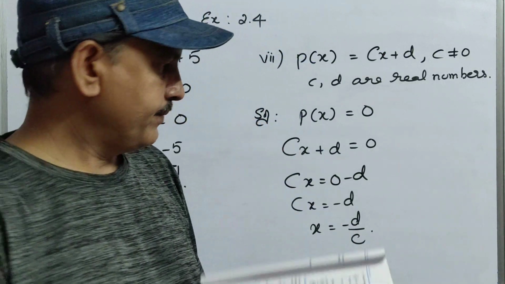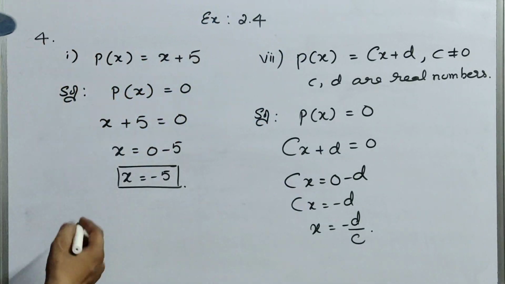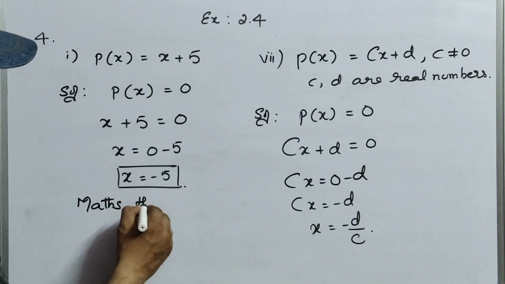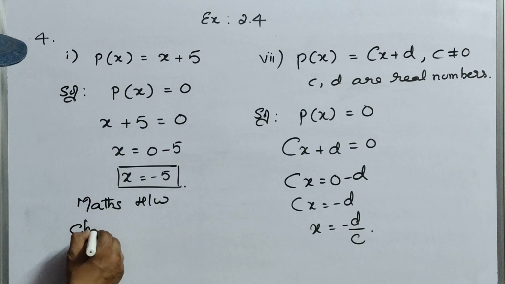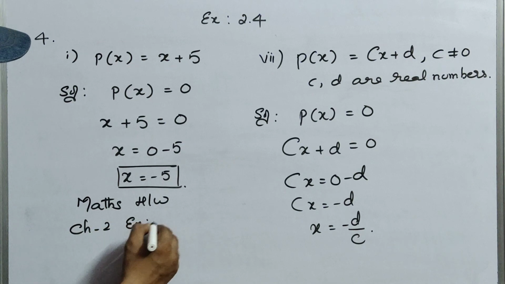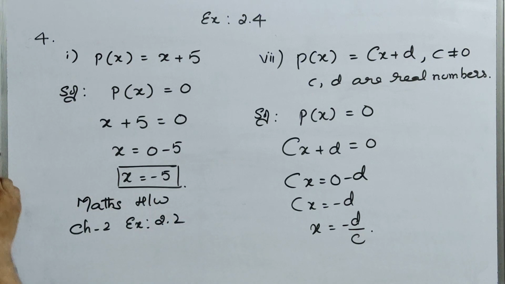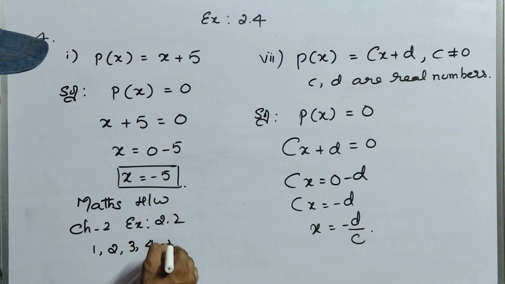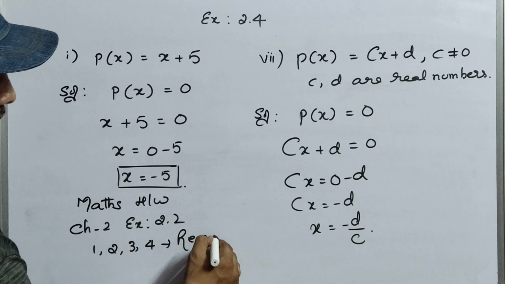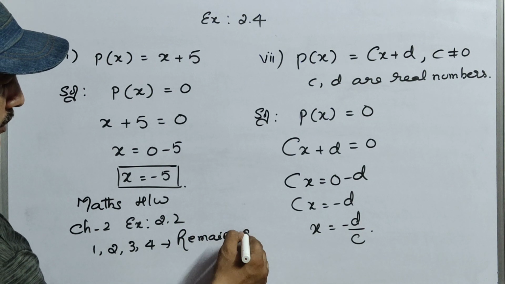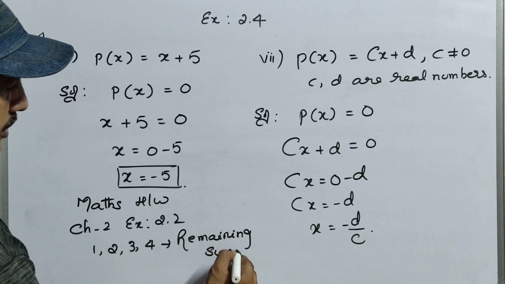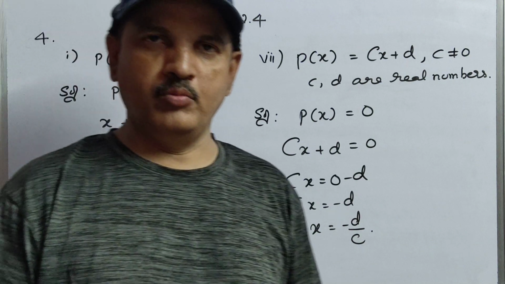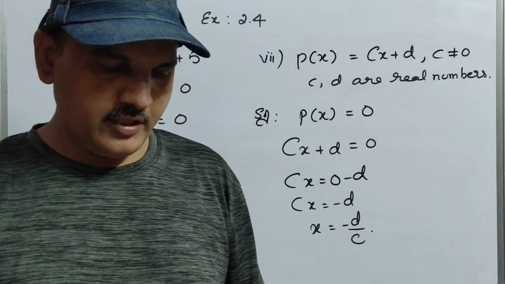Okay. Now maths homework: chapter 2, exercise 2.2, question 1, first Roman, second Roman, third Roman, fourth Roman, and the remaining sums. Means what are the sums I did not teach, take all those sums as homework. Okay, is it clear children?